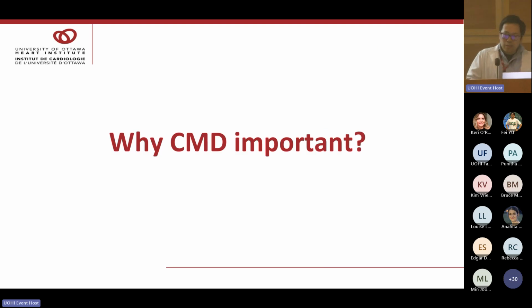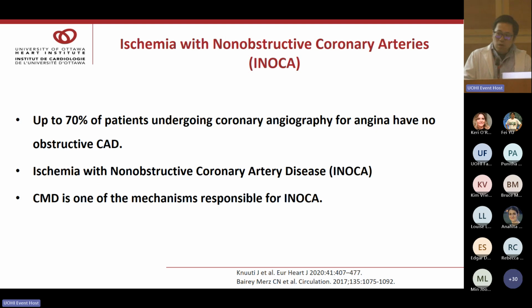So now, why is CMD important? As you may know, the clinical presentation of coronary artery disease has changed over the past few decades. Up to 70% of patients undergoing coronary angiography for angina have no obstructive CAD. This scenario is referred to as ischemia with non-obstructive coronary artery disease, INOCA. And now we recognize that CMD is one of the mechanisms responsible for INOCA.